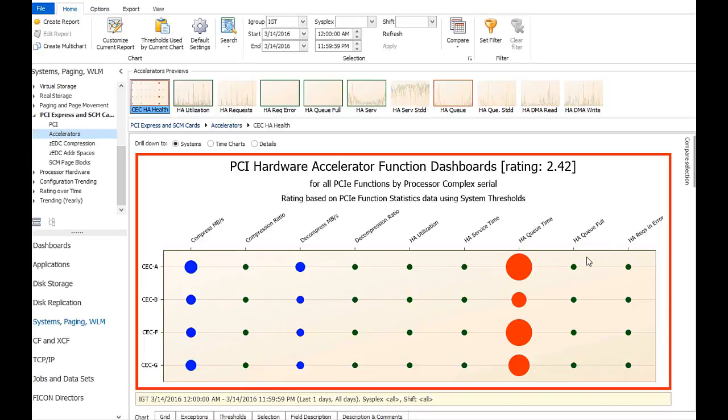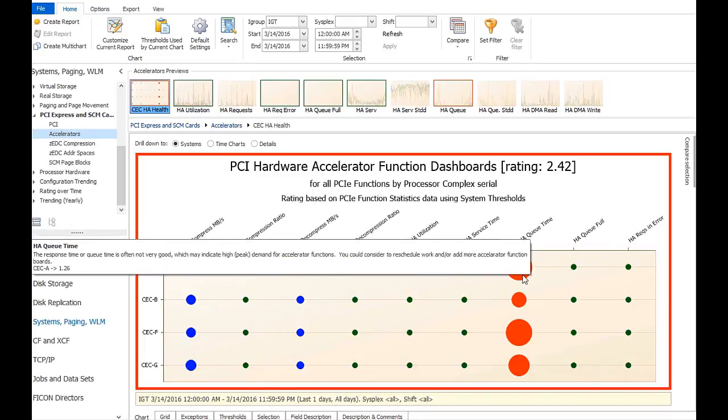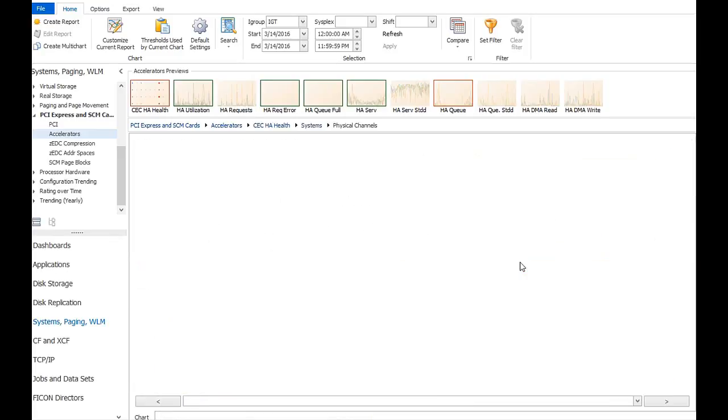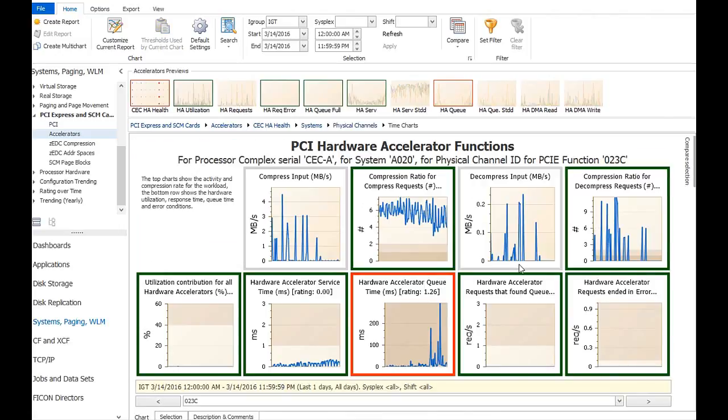In this environment, the only metric that is being identified as outside of normal thresholds is this queue time metric. Zooming in on that, we can see that it is actually occurring on this test system, on that processor. And zeroing in further, we can see that it's occurring on all four of the zEDC cards in that environment. Then we can drill in further and see this set of mini charts for all the metrics being rated here. You can see that the queue time is the metric that's being rated red.